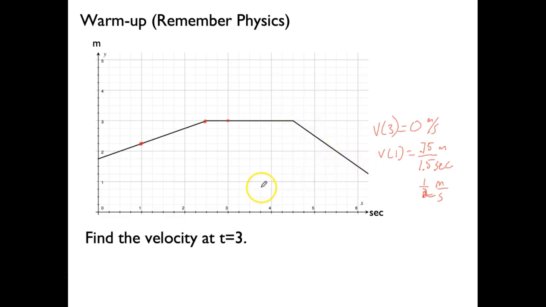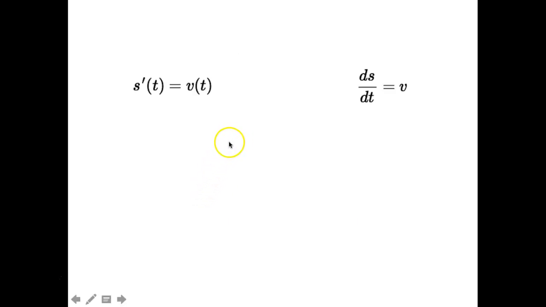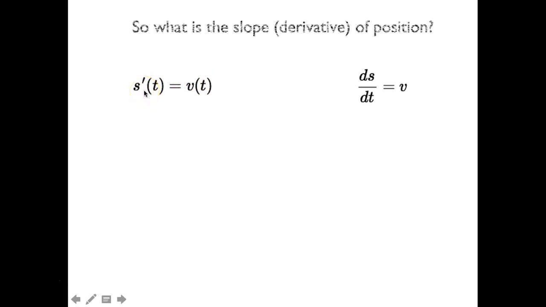Okay, so remember that's how you do it in physics. Now, notice what we're doing is we're taking a distance time graph and looking at the slope, which if you take this into calculus, means we're looking at the derivative, right? So let's think about this. What is the slope of a position? That is going to be velocity, right? So that means that the derivative of position is velocity.